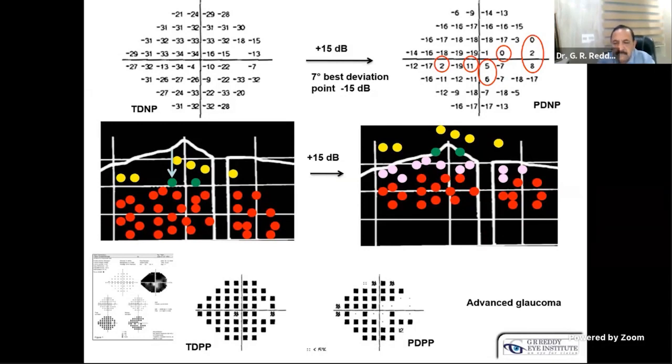And sometimes, especially in the first few fields of the patient, we find the reliability indices to be okay, fine. It's not really bad, with no double X in the fixation loss, false positive or false negative. But still, we find the visual field results are not correlating with the fundus, and probably we name it as learning defects. Can you just enlighten us about a few points about the learning defects, sir?